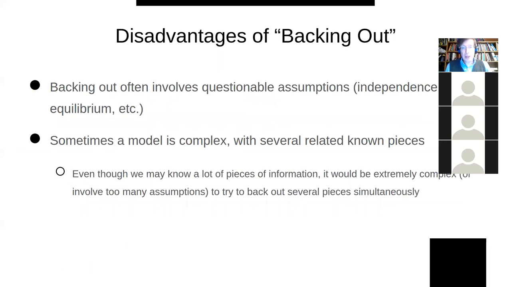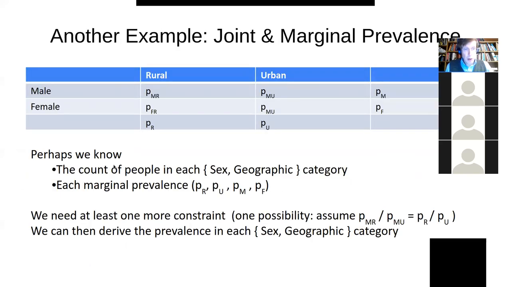But in other cases, it could involve making assumptions. So for example, maybe we know the so-called marginal prevalence of a condition in rural areas versus urban areas, or in males versus females. And maybe what we want is the prevalence among males in rural areas, females in rural areas, males in urban areas, and females in urban areas.